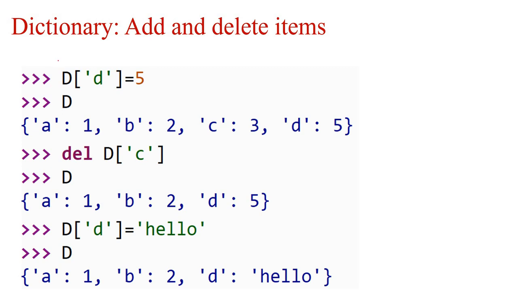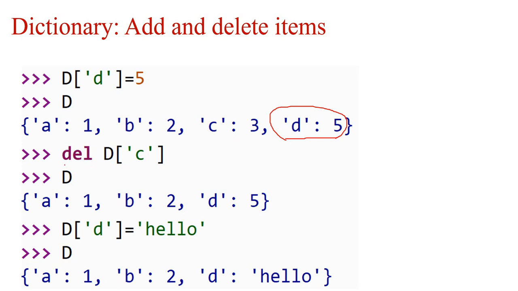Now you can also add a new key value pair in a dictionary. Just use square brackets with the new key that you want to add and the associated value for that key. If you print out the dictionary, you'll see that this new key value pair has been added to your dictionary.